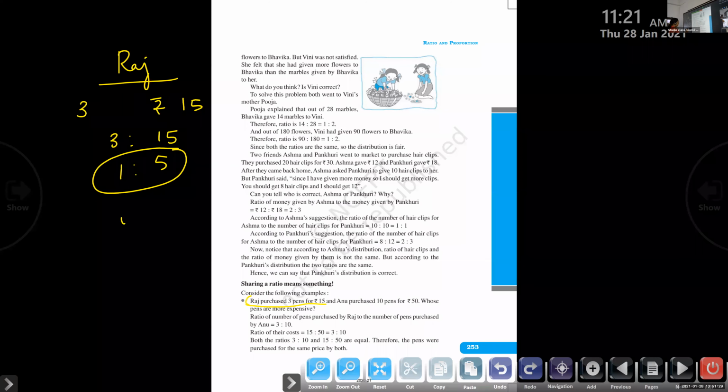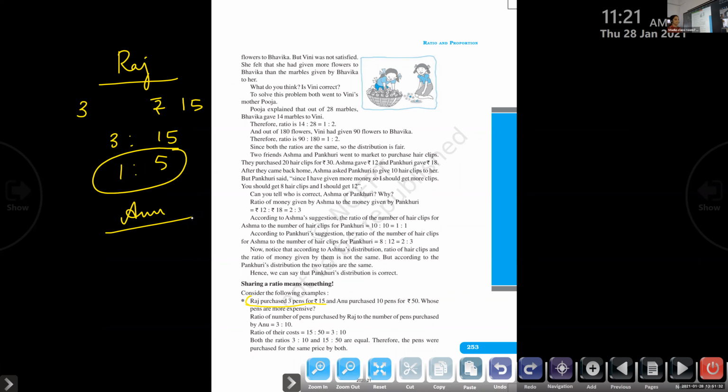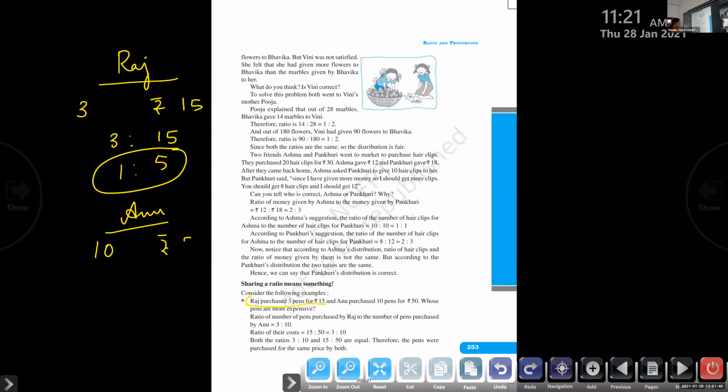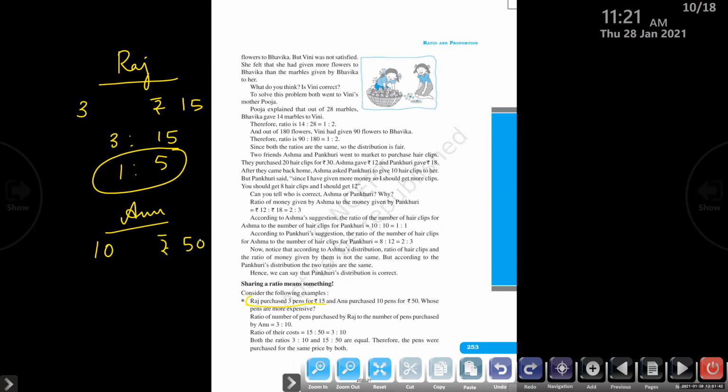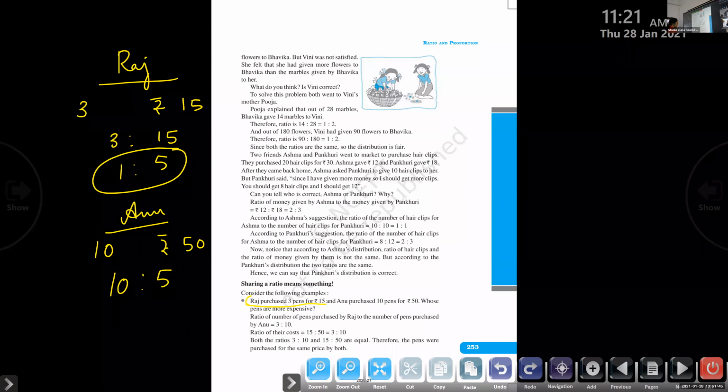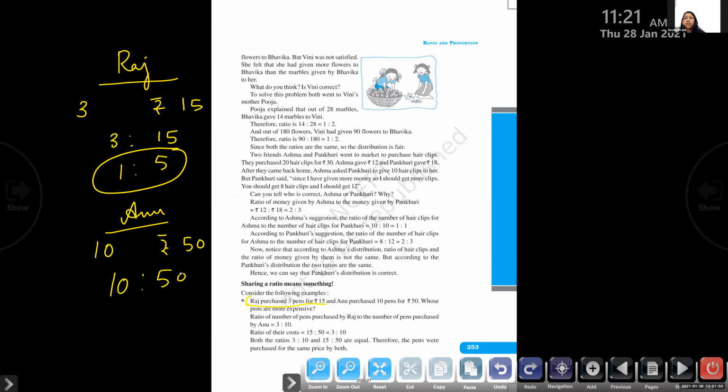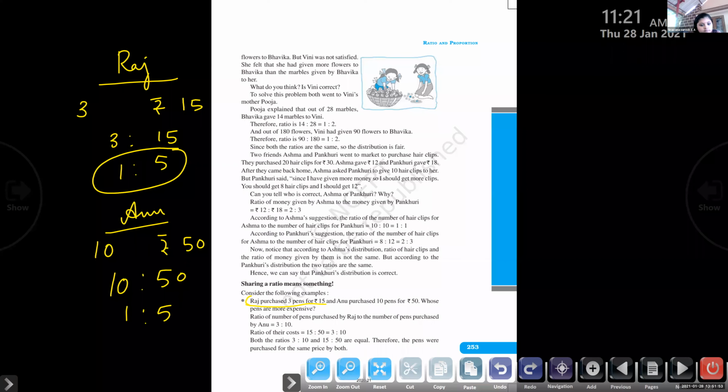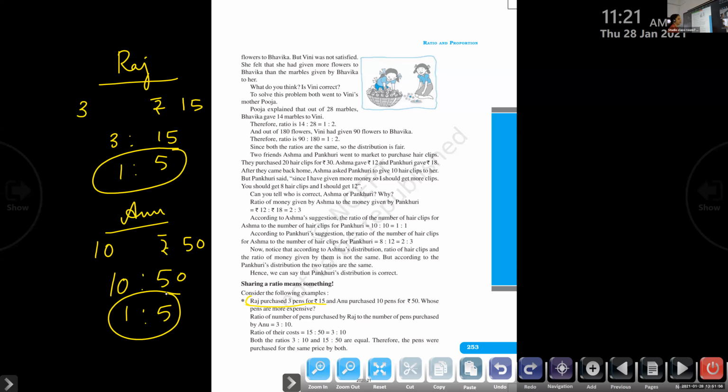Again, another person is there, Anu. Anu purchased 10 pens for rupees 50. Let me write the ratio. 10 is to 50. Will you simplify it? 1 is to 5. What can you tell about both the ratios? Ma'am, they are equal. 3 by 15 and 10 by 50. They are equal.